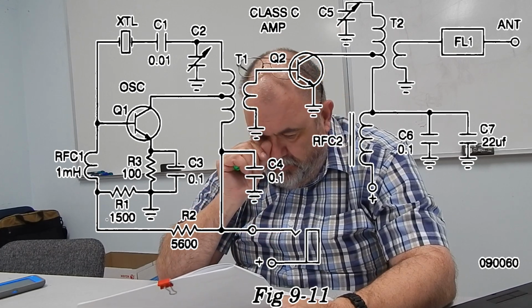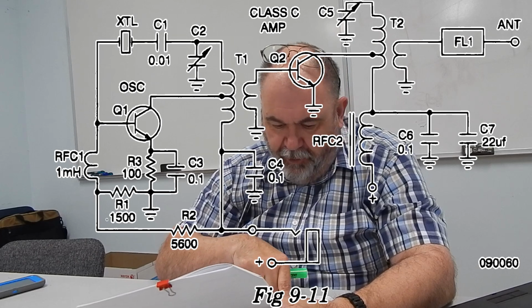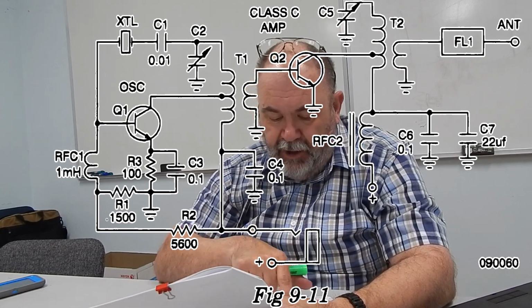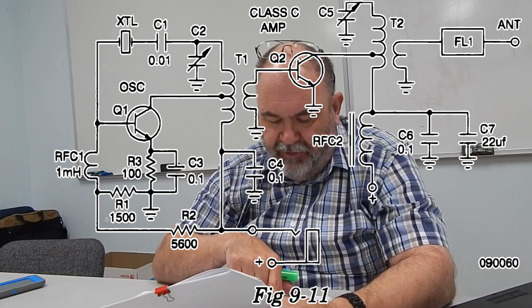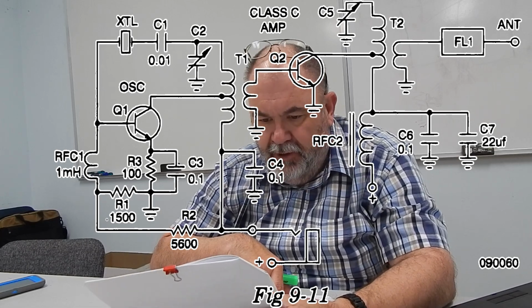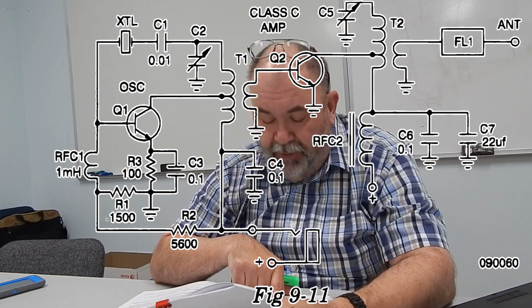And notice that we have a transformer. That T1 is basically an RF transformer that couples the oscillator stage to the amplifier stage. The amplifier stage is Q2. And they very nicely even labeled it. They said it's a Class C amplifier.